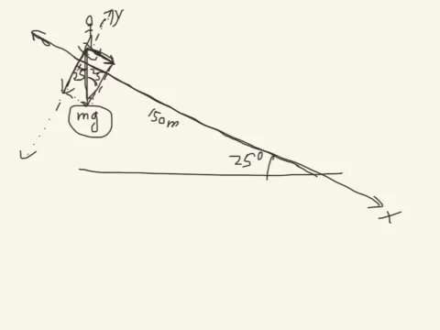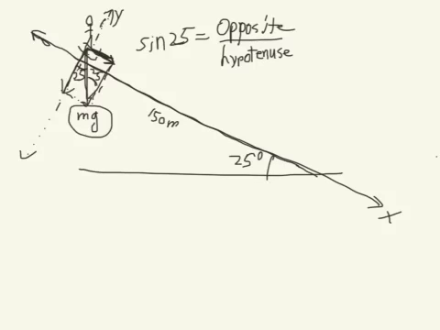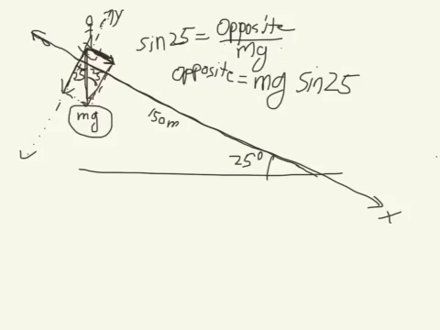SOHCAHTOA. This side is opposite to 25 degrees, so we can use sine. We know that sine 25 is the opposite side over the hypotenuse, and here the hypotenuse is mg, the vector that is the longest side of this triangle. When we rearrange that equation, we get an expression for that opposite side length, which is this force vector that's accelerating me down the hill. So we can go ahead and label that vector mg sine 25.